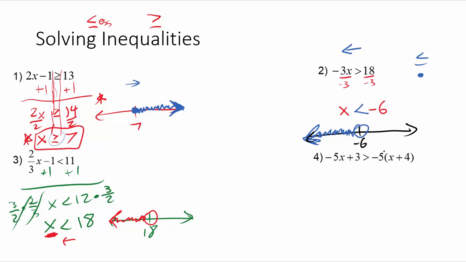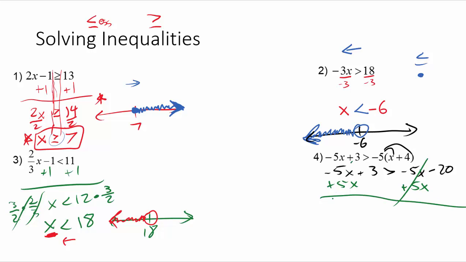So I'm going to start here by distributing my -5 in. So I'll have -5x plus 3 is greater than -5x minus 20. And remember that for these types of problems, we need to get all the x's to the same side before I can really start to solve this. So I'm going to move the 5x over to this side by adding it. And what you actually notice here is that the x's cancel, so all the x's are gone, and we're left with 3 is greater than -20.